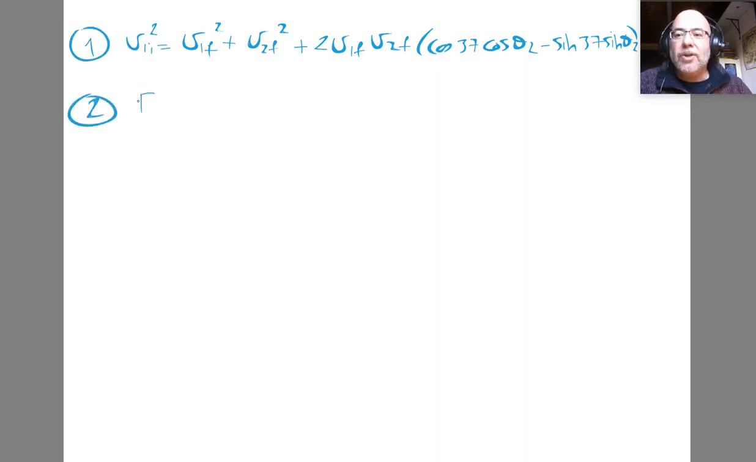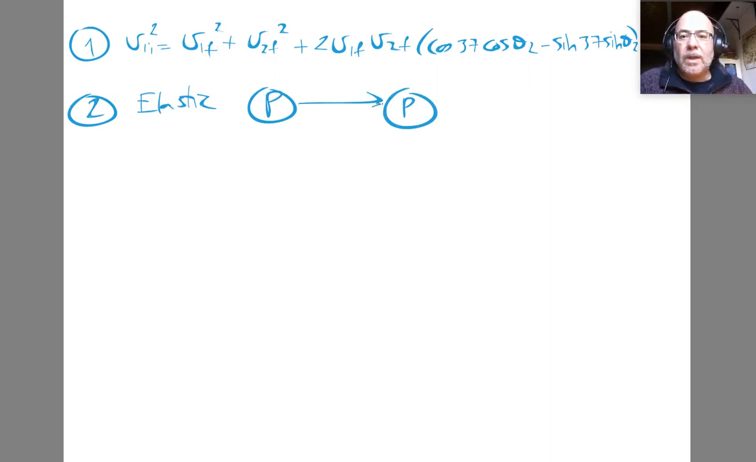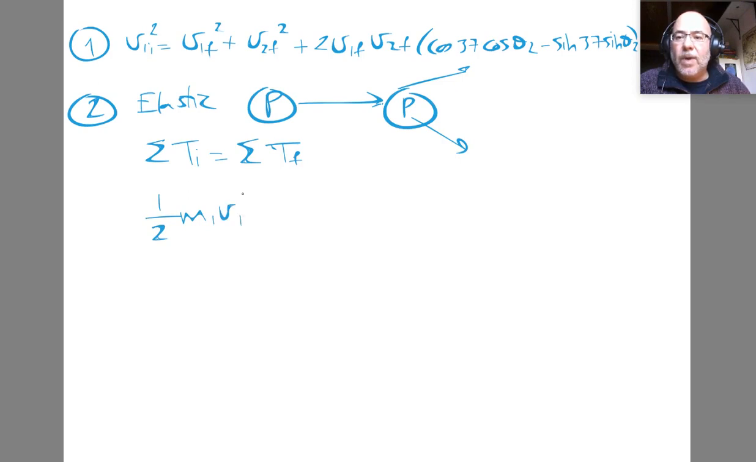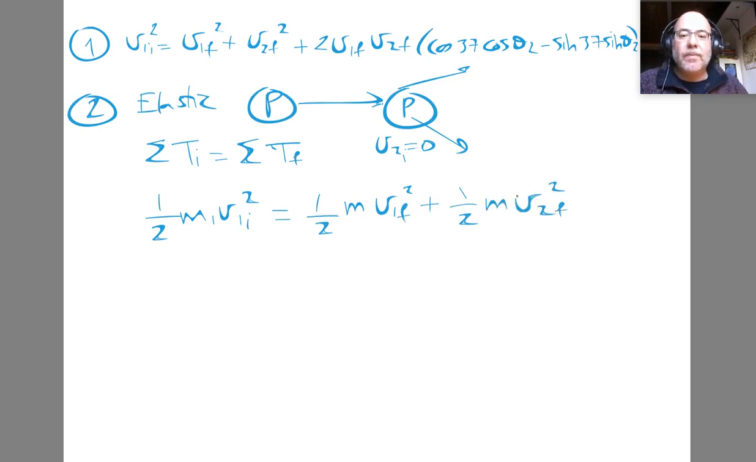And now, as we know, we have an elastic collision, because we have a proton incident on another proton, and there's no internal excitation of the proton. So the particle scatters, and this one goes scatter. So we know that also the sum of the kinetic energy initial is equal to the sum of the kinetic energy final. So easy to say, 1/2 of m1 v1 initial square is equal to, remember, v2 initial is 0, because this proton is at rest, 1/2 of m v1 final square plus 1/2 of m v2 final square. We can cancel all this 1/2 of m, because they're everywhere. So we have v1 square is equal to v1 final square plus v2 final square.